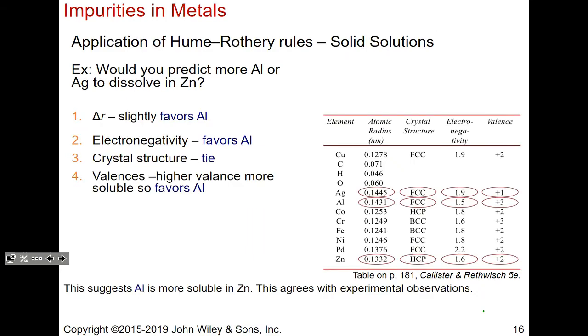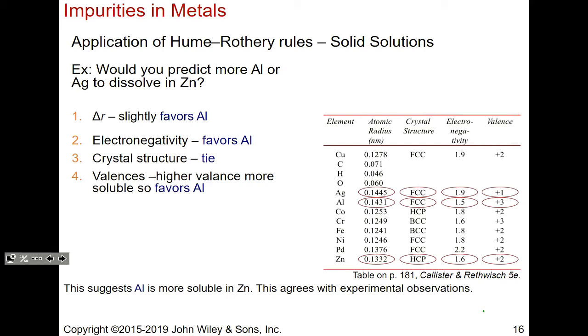Okay, so here's an example. You're given the information that you need: atomic radii, crystal structure, electronegativity, valence. You have to pick whether aluminum or silver is going to dissolve in zinc. So zinc here is the solvent, and aluminum and silver are going to be the solute. They're going into the solid form of zinc. Well, you just go down the list. You look at differences in radii. Am I trying to fit something that's really big into a small space, or vice versa? Is it going to be energetically favorable?